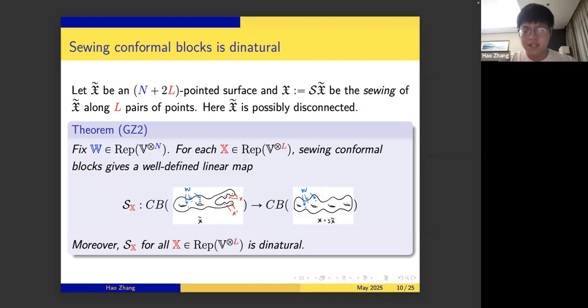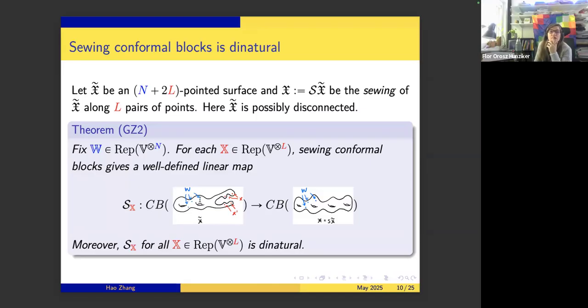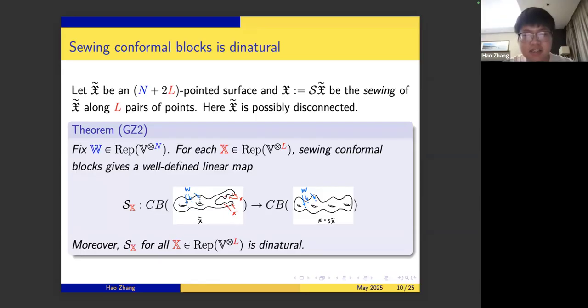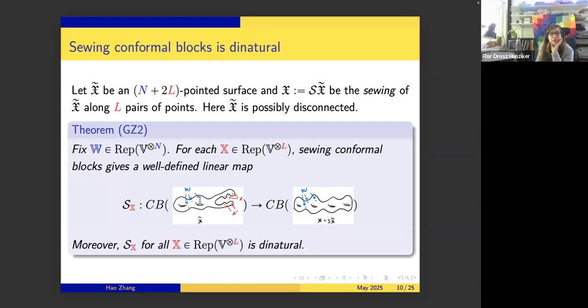I have a question, Hao. Do you use the C2 cofiniteness to deduce the differential equations, or do you just need C2 cofiniteness to get the braided tensor category structure and the rigidity?